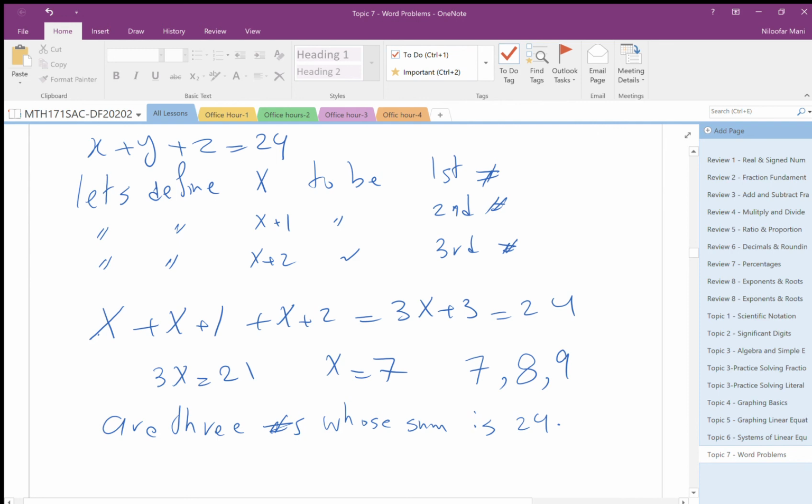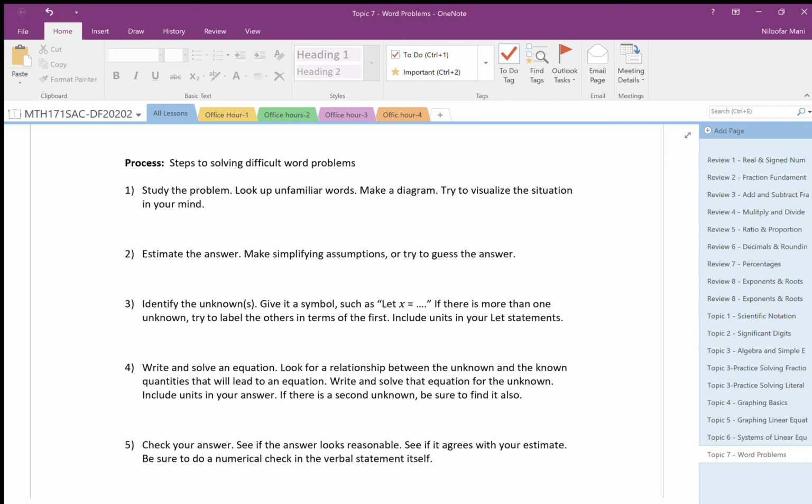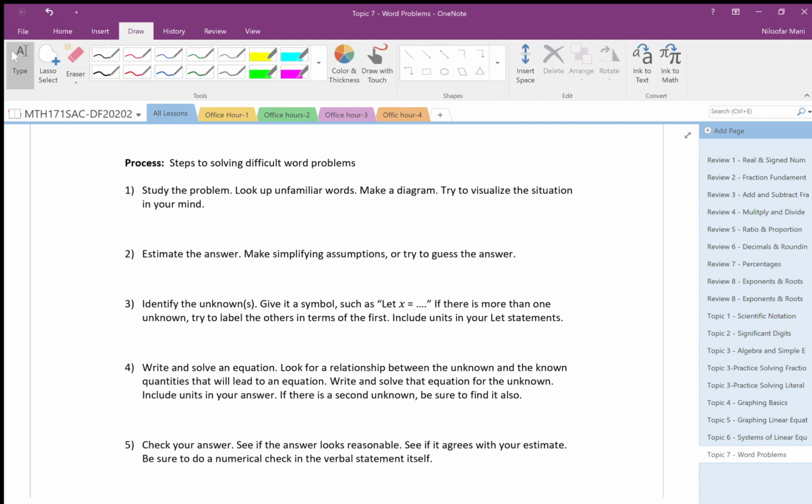Here it says steps to solving difficult word problems. I don't really like it when I say simple and difficult, because when I say difficult, a student feels it must be difficult and they cannot handle it, and that's not correct. So you have to really do the same thing for all of them.